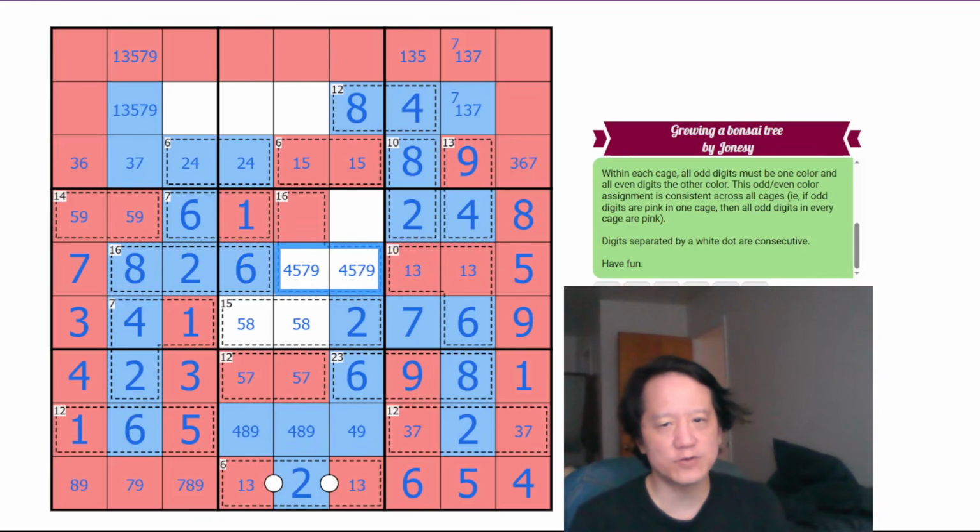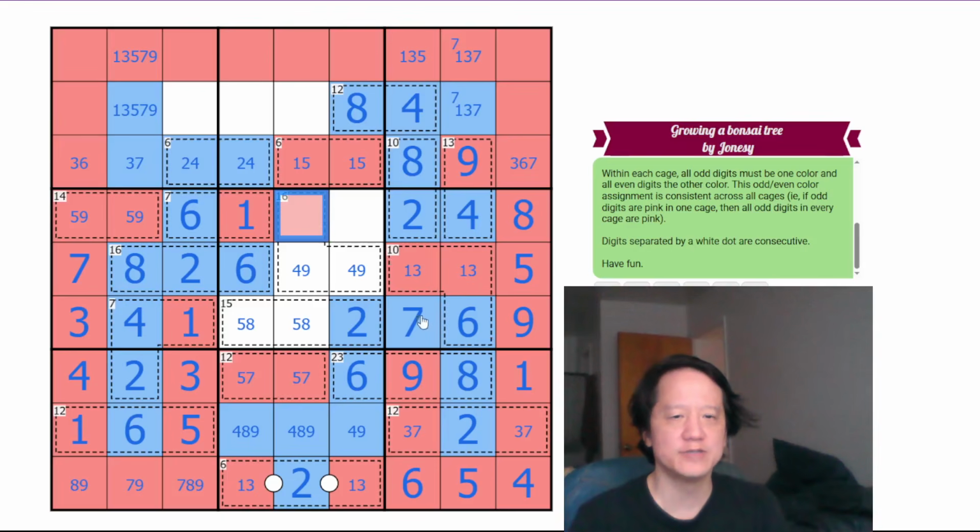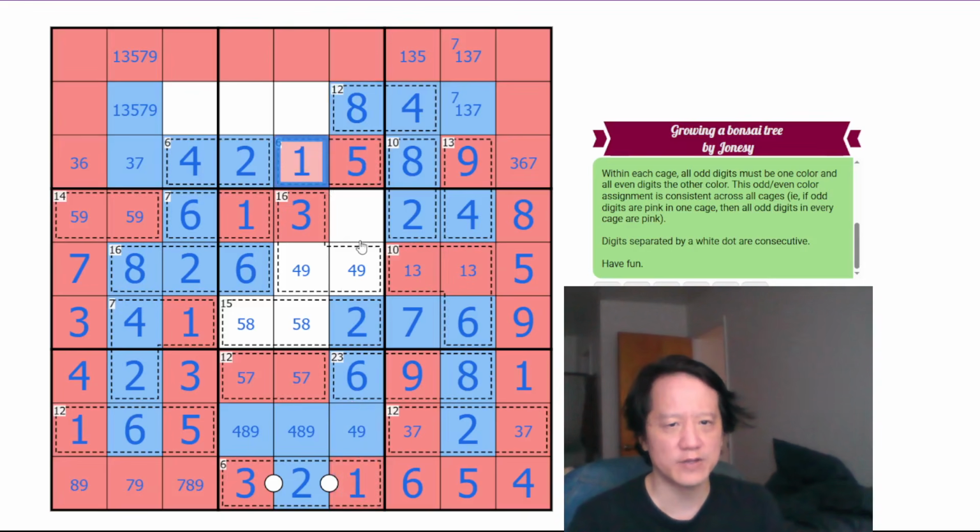No more 5 or 7 left, which means this is a 4-9 pair. 4-9 adds up with 3 to add up to 16. So that's 3 there. 2 eliminates 2 here, so it's 4 and 2. 1 eliminates 1 here, so that's 3, which makes this 1. 1 eliminates 1 here, so it's 5 and 1 there.